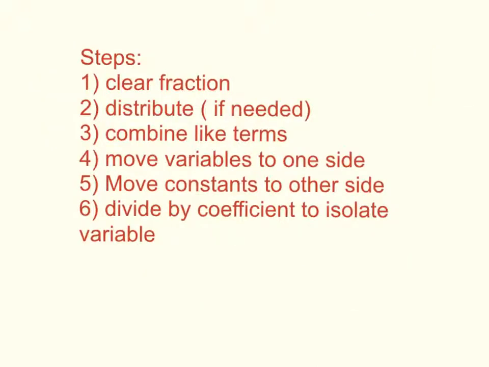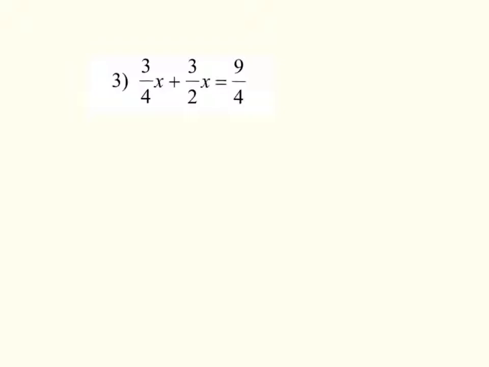The steps that we use: we're going to clear the fraction. We're going to distribute if we needed, if we have parentheses. Then we combine like terms. Then we move variables to one side. Then we move the constants to the other side. And then we're going to divide by the coefficient to isolate the variable. So you can copy these down if you would like. These are our steps.